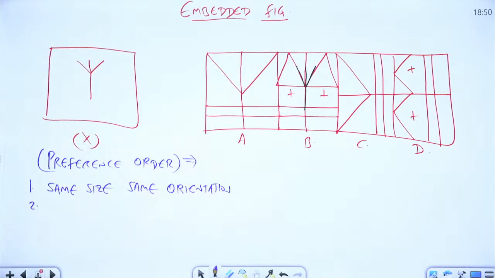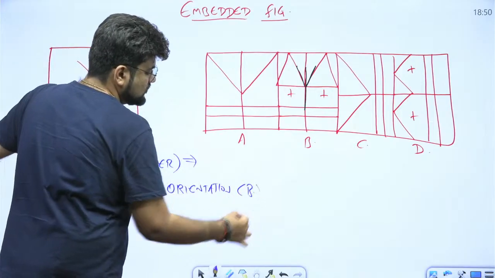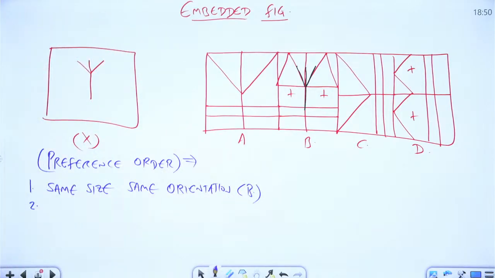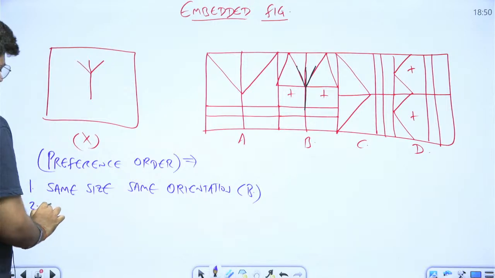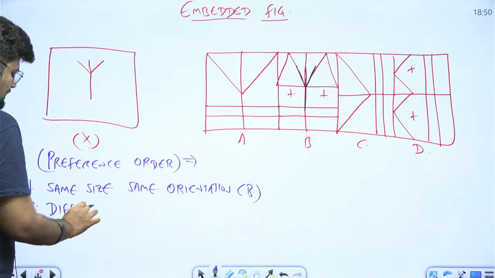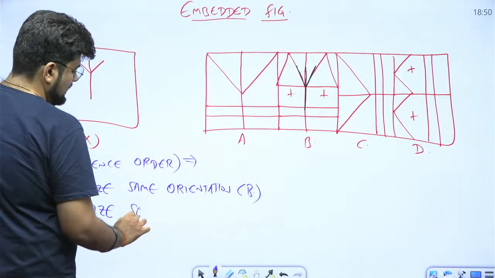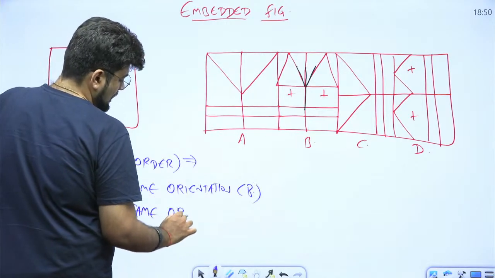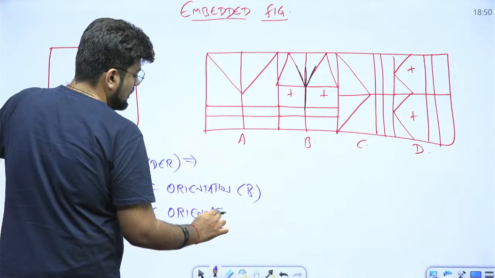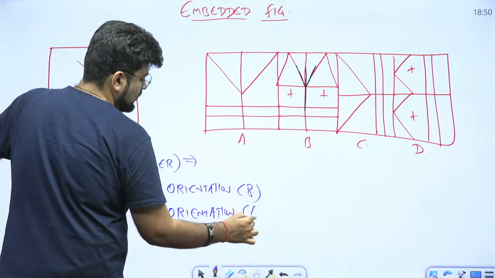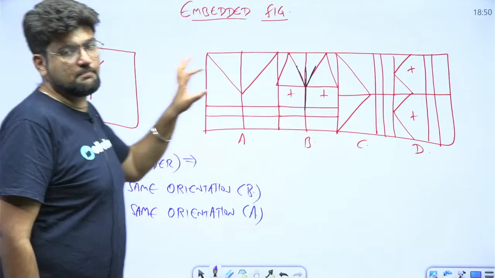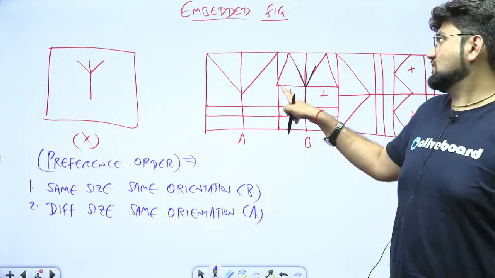If at all, which we see in option B, if at all that is not available, if at all option B was not there or there was some other option instead of option B, then what would we have done? Then you would have chosen another option out of A, C and D, which would have been your correct answer if B was not there. So then it would have been different size but same orientation. Which one do you think justifies this? Option A. So if B was not present in the options, then my choice would have been option A.